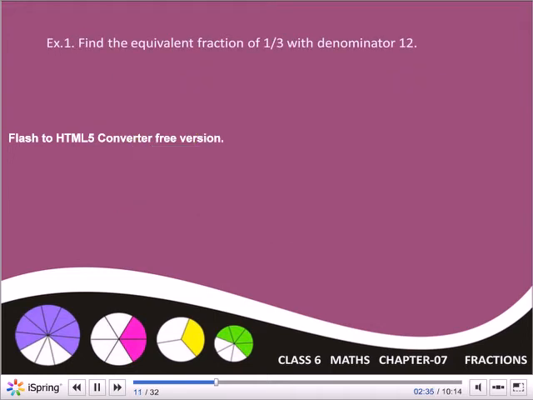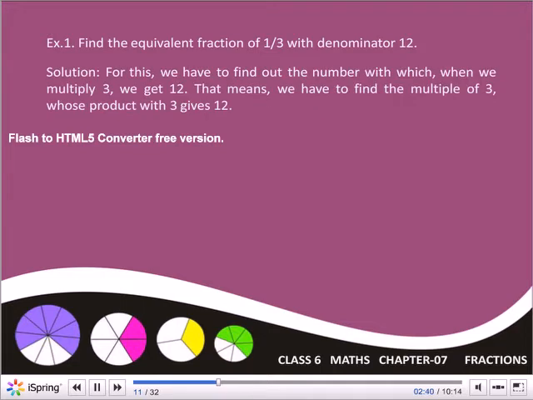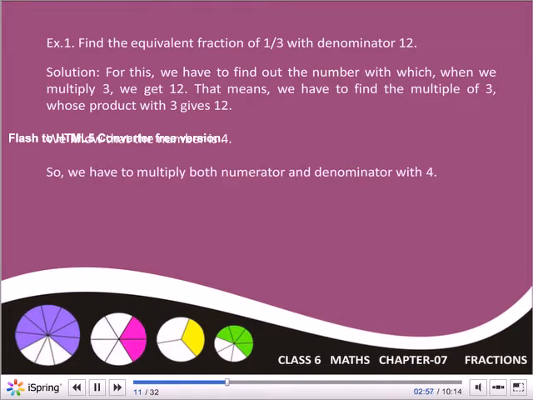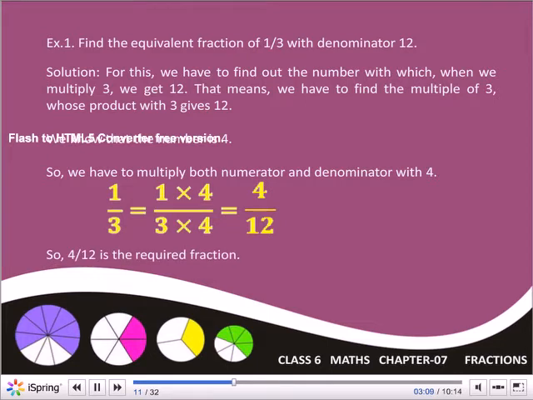Example 1. Find the equivalent fraction of 1/3 with denominator 12. Solution. For this, we have to find out the number with which when we multiply 3, we get 12. That means we have to find the multiple of 3 whose product with 3 gives 12. We know that the number is 4. So we have to multiply both numerator and denominator with 4. 1/3 is equal to 1 into 4 divided by 3 into 4 is equal to 4/12. So 4/12 is the required fraction.